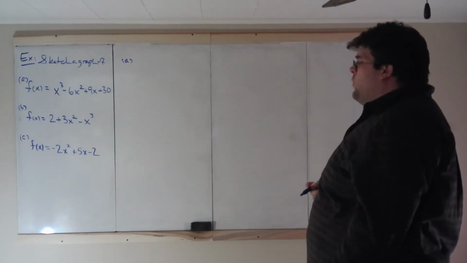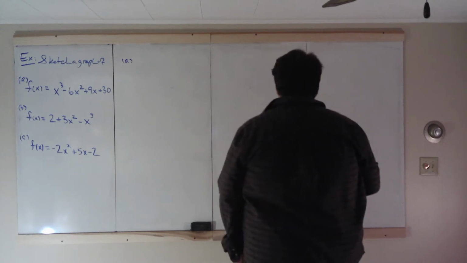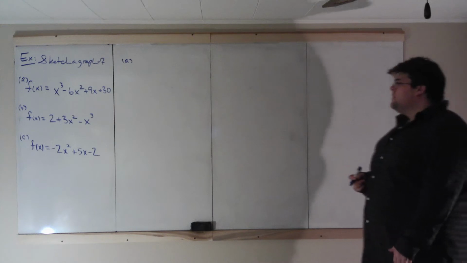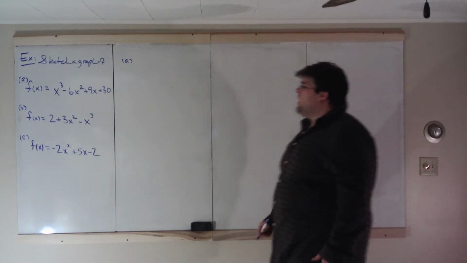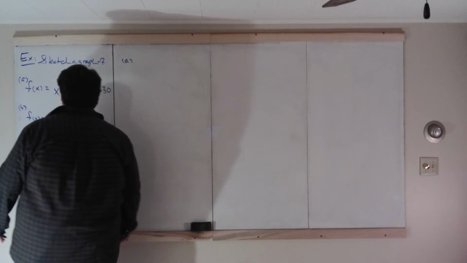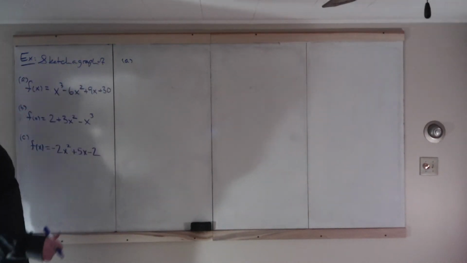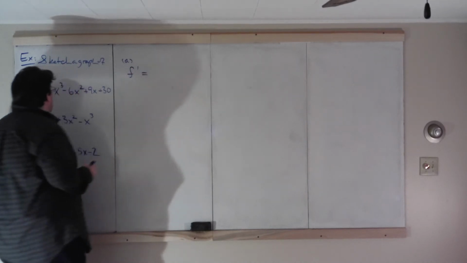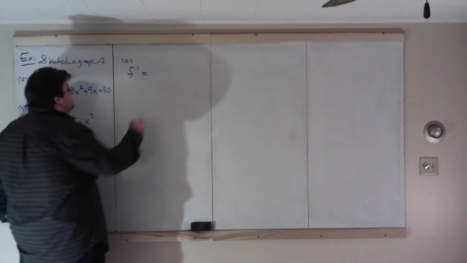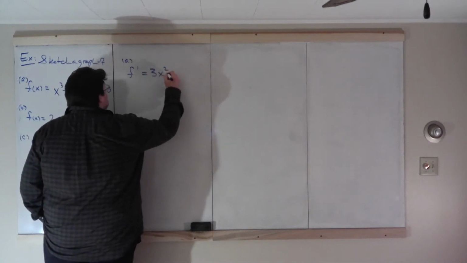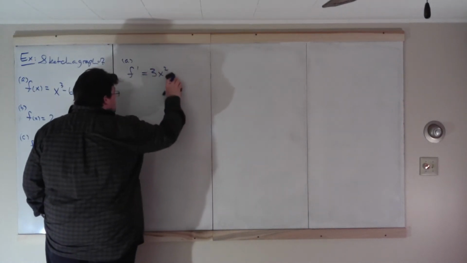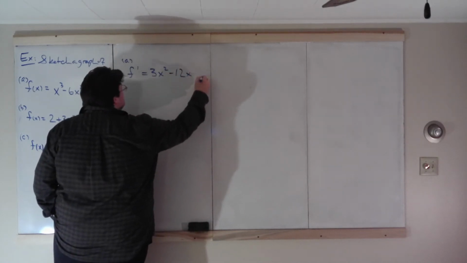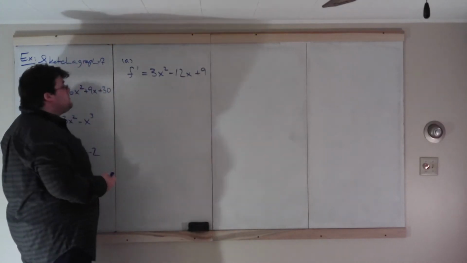But we're going to do this by identifying intervals over which the function is one of those 4 graphs. And how are we going to do that? Well, we need where the first and second derivatives are 0, and then we need to interpret that. So in particular, we need the first derivative. So f prime for part A is 3x squared minus 12x plus 9. We want to set this equal to 0.